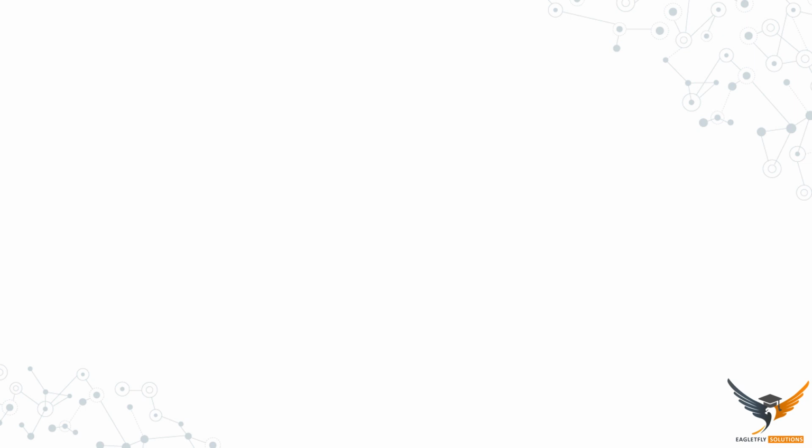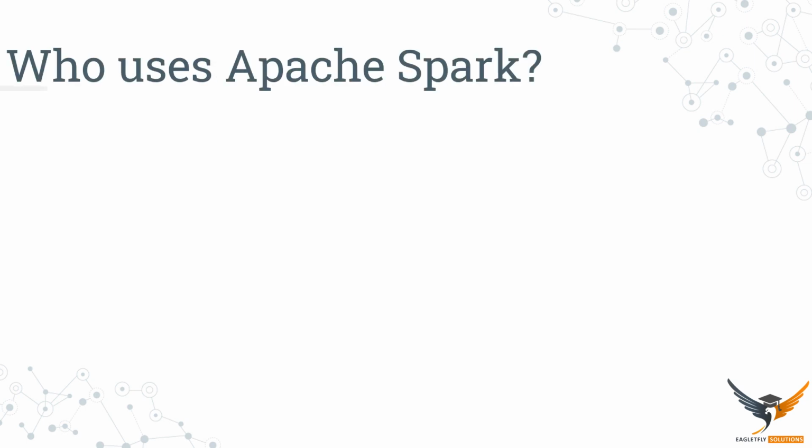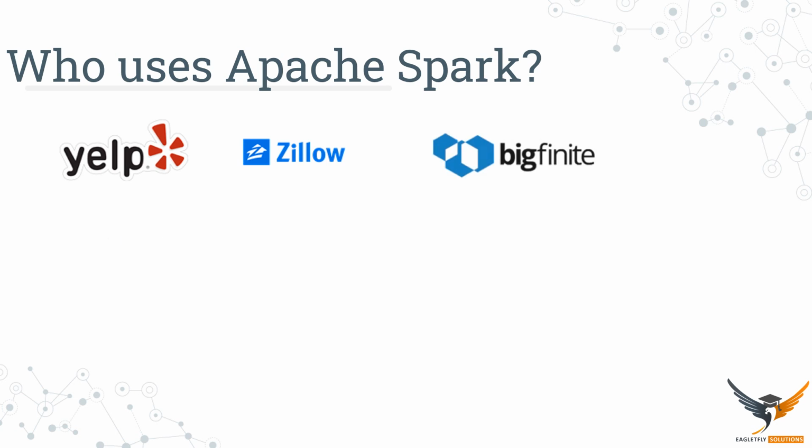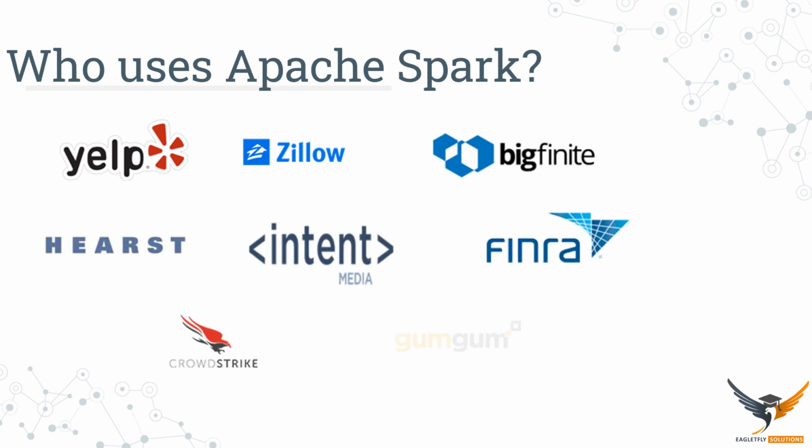Now let's see which companies use Spark. So we can see that there are different companies like Big4Night, Yelp, Zillow, CrowdStrike, which use Spark. This was the basic introduction of Apache Spark.